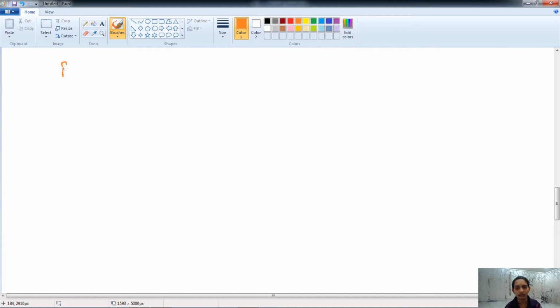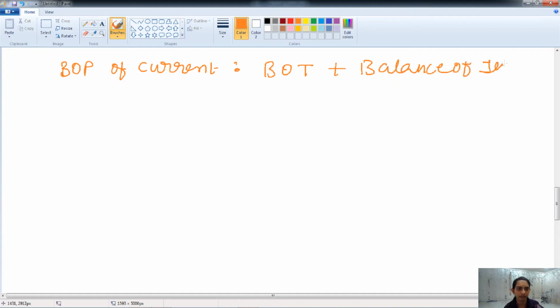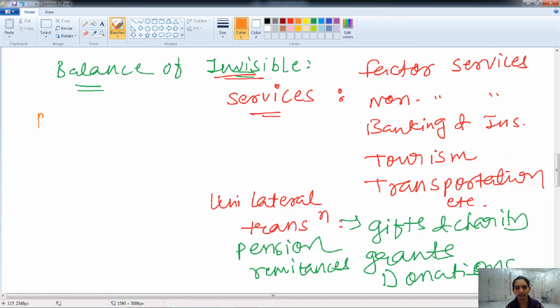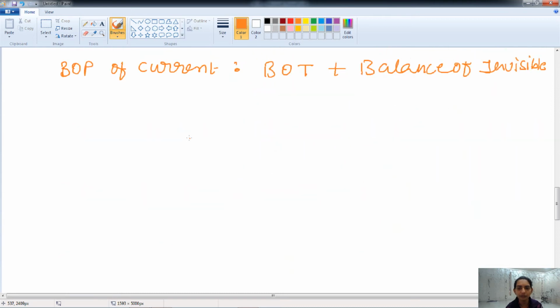Okay, thus the balance of payment of current account consists of balance of trade plus balance of invisible, right? Here the balance of invisible is also favorable, unfavorable or balanced. Here in this case when the receipts are greater than the payments, the situation is called favorable. If the receipts are less than payments, the situation is unfavorable, and if receipt is equal to the payment, then the situation is balanced. Okay? So this is balance of invisible.